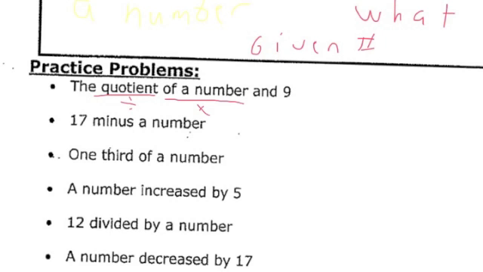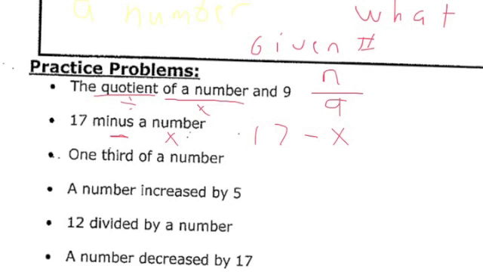Okay, so we have the quotient of a number and 9. So you have the quotient of a number divided by your 9. Okay, so the second one we have 17 minus a number. Remember x being your number, so you would have 17 minus a number.